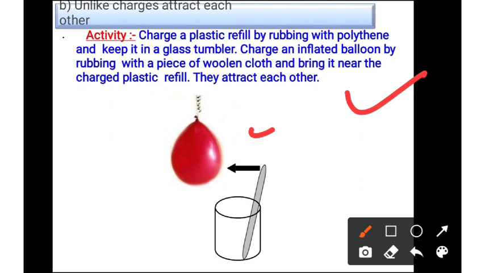What is the reason here? The reason is very simple. Here we rub the refill with polythene and we rub the inflated balloon with the woolen cloth. So both acquire different charges, right? So that is the reason that both the balloon and refill attract each other. So simply, what is the conclusion here? It means like charges repel each other, and unlike charges attract each other.